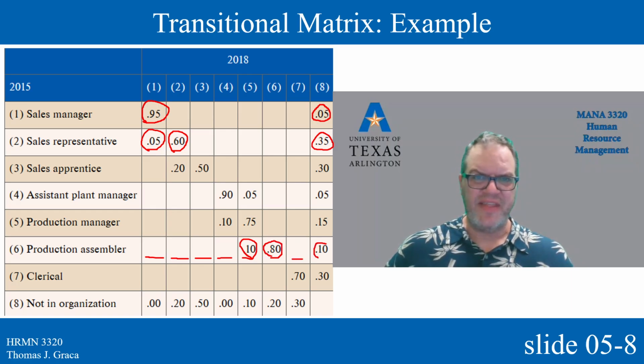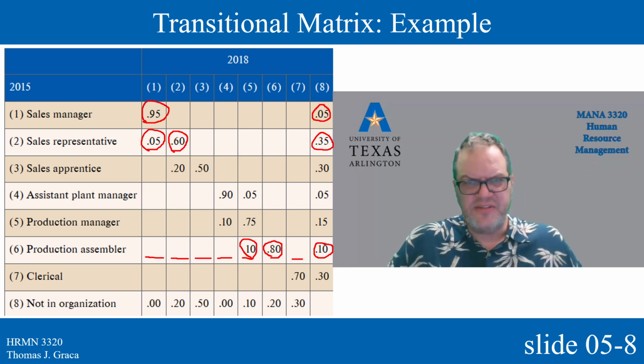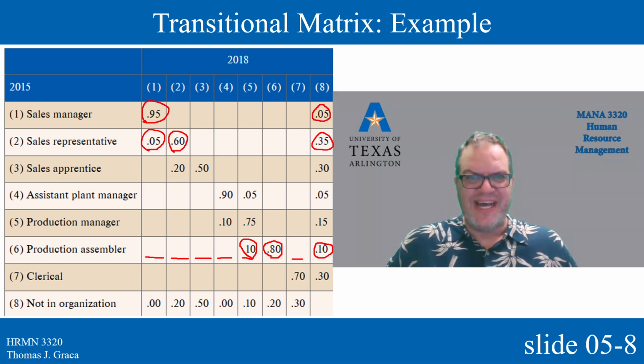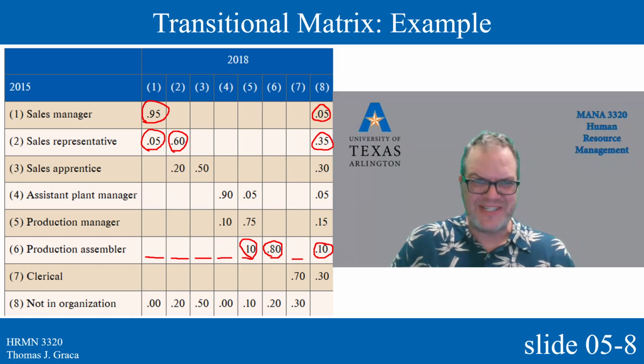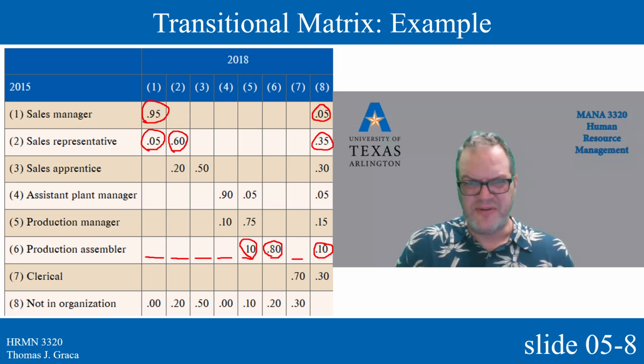All right. So that's how you read and use a transitional matrix. It doesn't tell us everything about how our labor force changed over this period of time. It only tells us who is in their current positions that were also in their current positions some period of time in the past, so 3 years. In this case, a 3-year cycle. You could do a transitional matrix over a 1-year cycle, a 2-year cycle, a 10-year cycle, whatever.